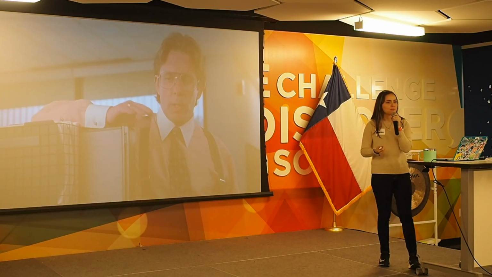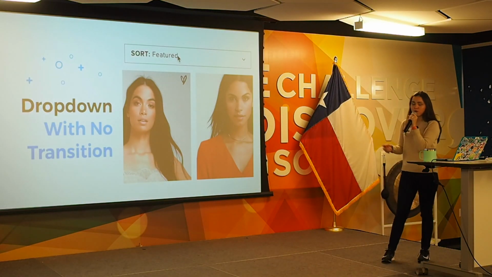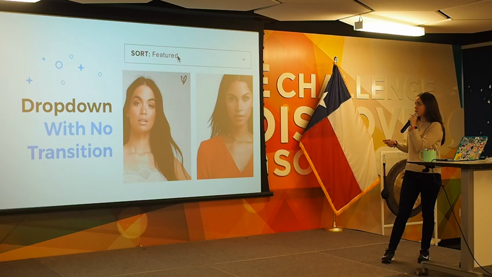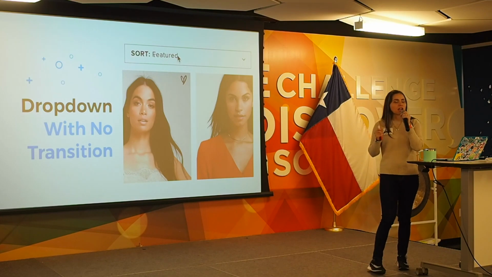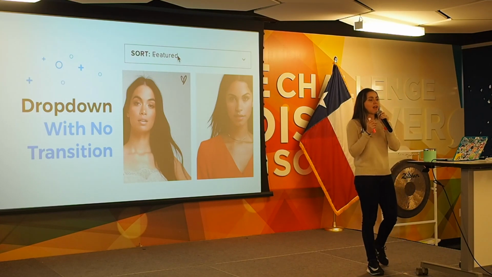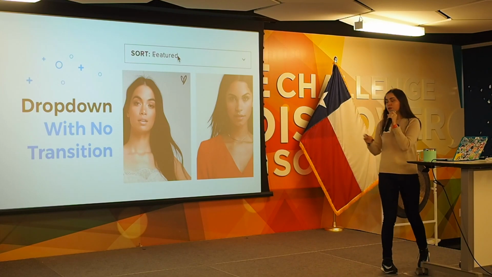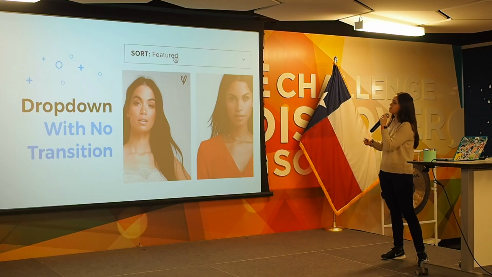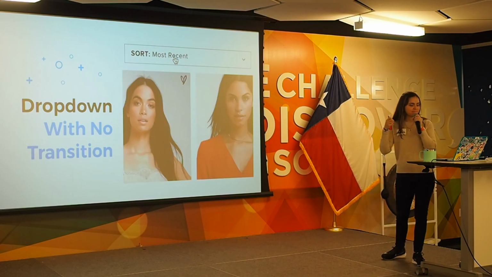I'm going to show you an example of what I'm talking about on the web. Here we have a drop-down with no transition, and I want you to pay attention to it. Once the user clicks on that drop-down, the list of options is going to suddenly appear on the screen. The user is going to select an option, and it's going to have a hard cut disappearing. So the user clicks on it, it suddenly appears, and drastically disappears.